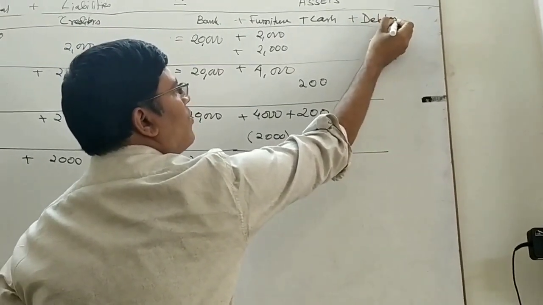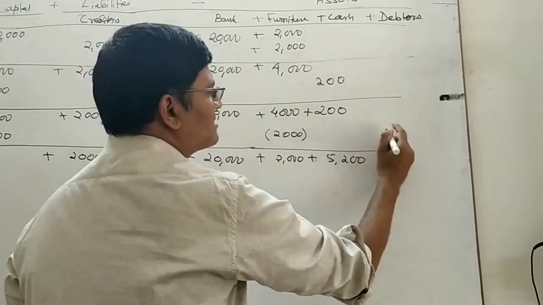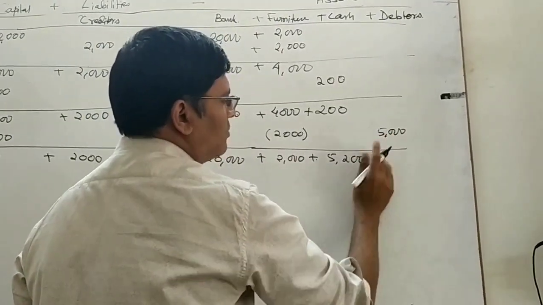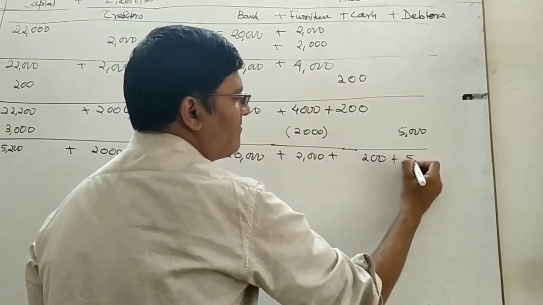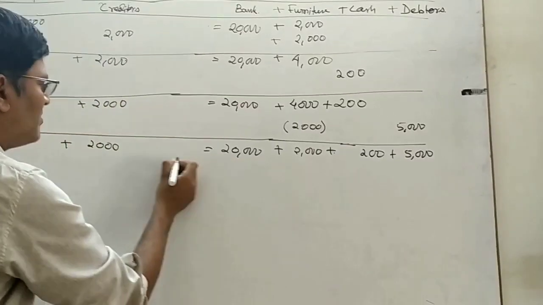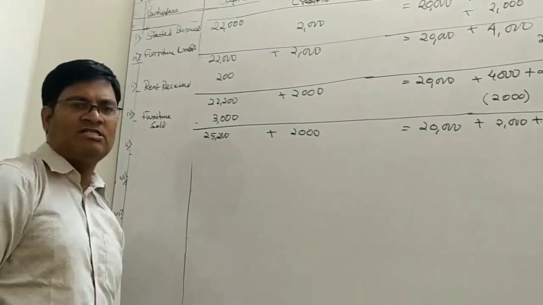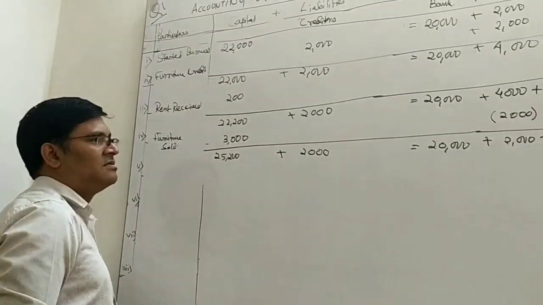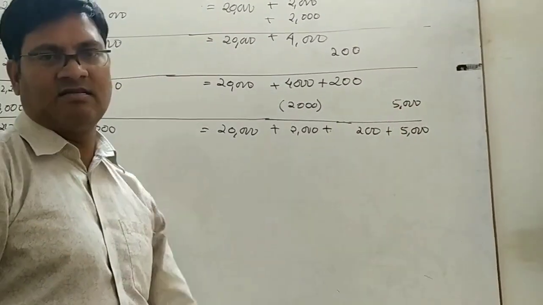It will be one more asset called debtors that has increased. Ram was my debtor. So instead of cash, my debtor has increased by 5,000. So my cash balance will remain 200, but this will become 5,000. My accounting equation still comes the same. Notice that. My accounting equation still comes the same, but only the items which I have changed from 5,000 from here, I have written over there.